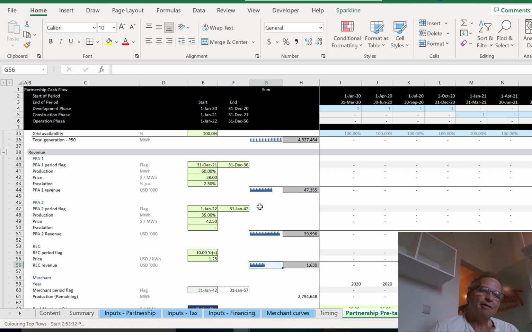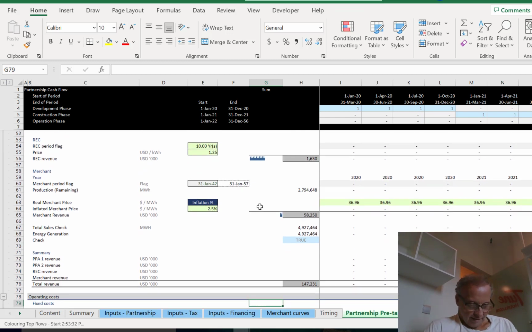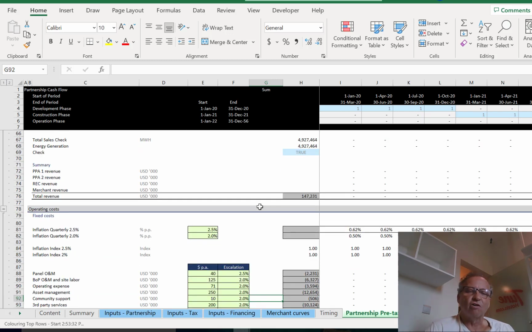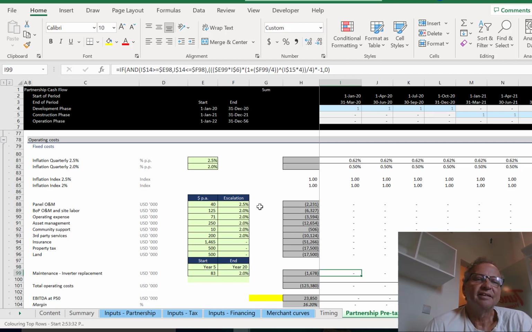And what will ultimately happen is there'll be some real merchant risk during the period of the corporate PPAs. And then we've got operating costs, and we put in the inflation rates, and some of them, like insurance, didn't inflate, and all the rest of it. And they try to trick you by saying, okay, we have some maintenance that only goes from year 1 to year 5, and then, oh, please.